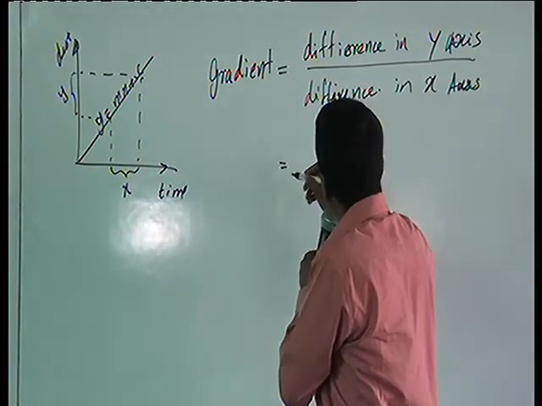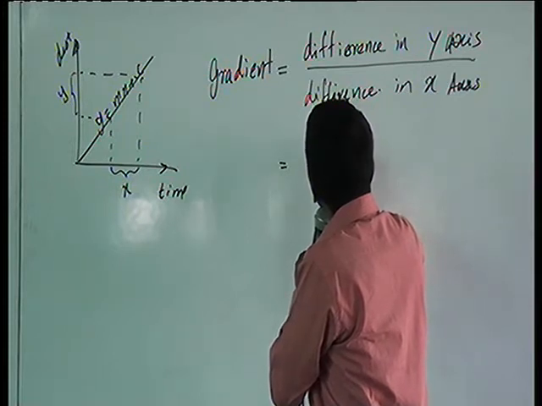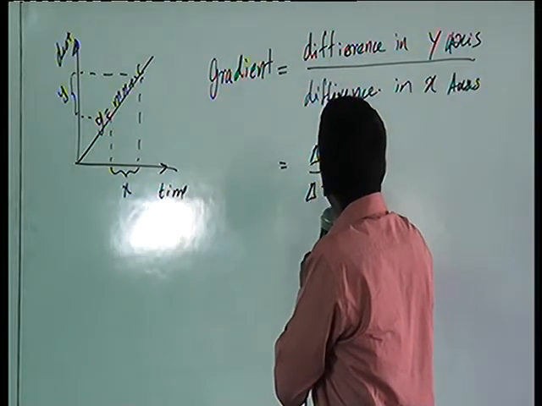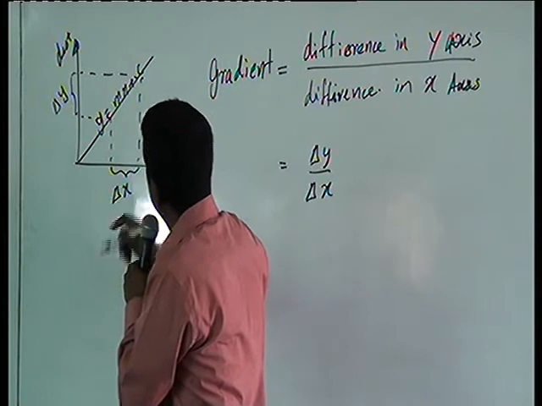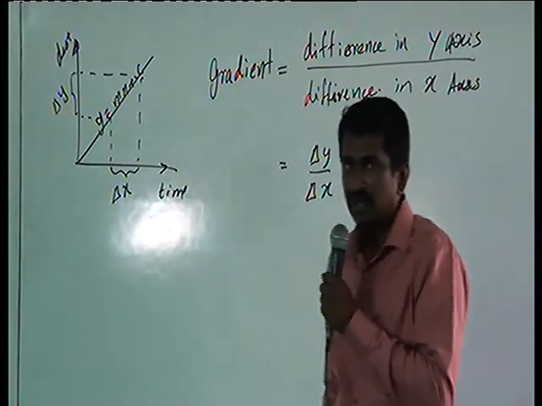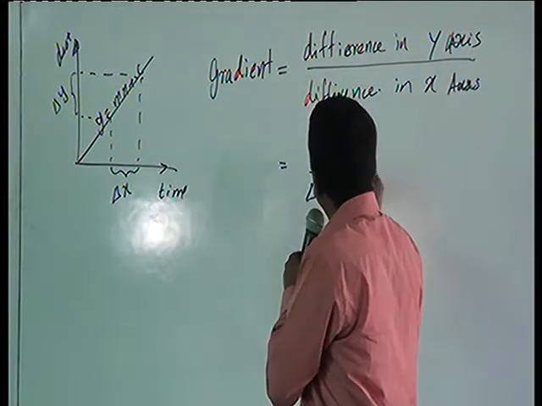So we can get the speed as delta y divided by delta x. So this is the delta y and delta x. Delta in the sense of a small distance divided by small time. So delta y divided by delta x, this is the speed.